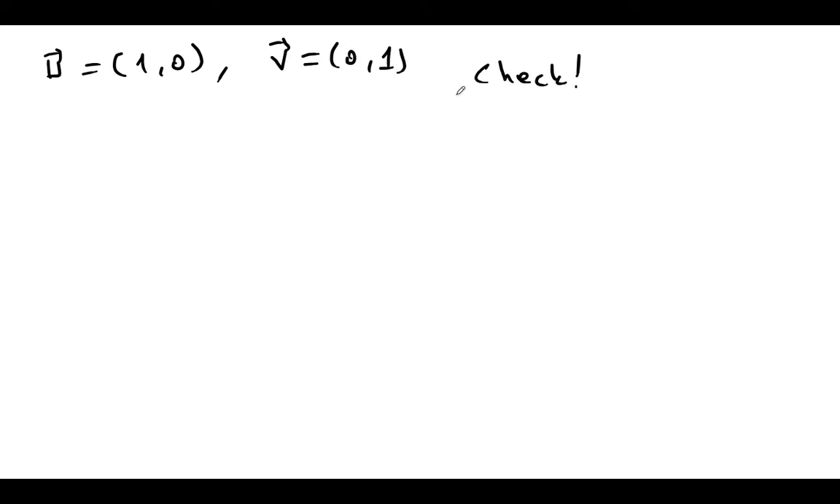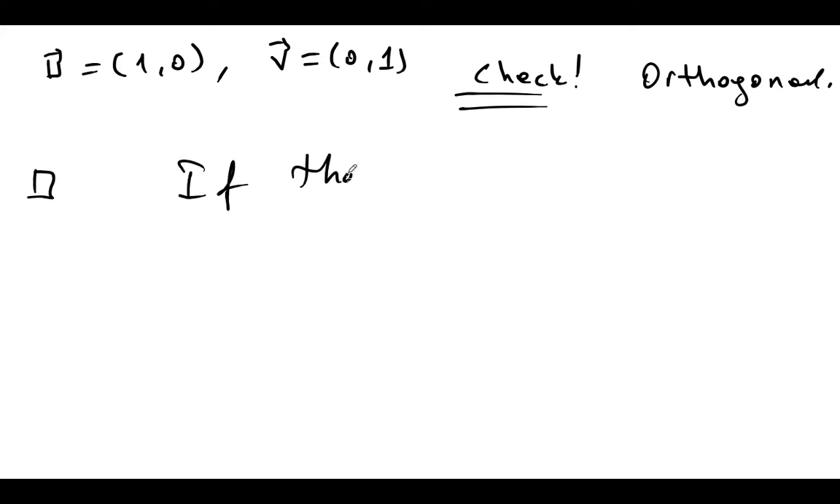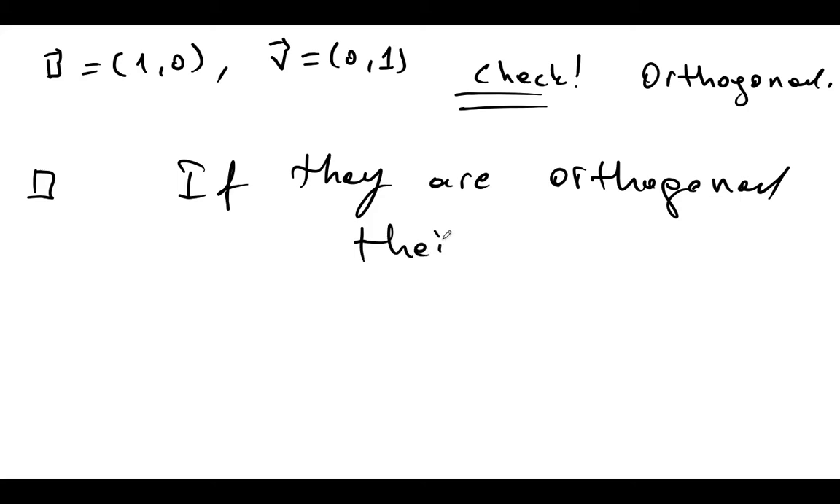So there is one question. I can write down one question. Let's say vector u is 1, 0 and vector v is 0, 1. Check whether these two vectors are orthogonal or not. If they are orthogonal, their dot product must be 0.